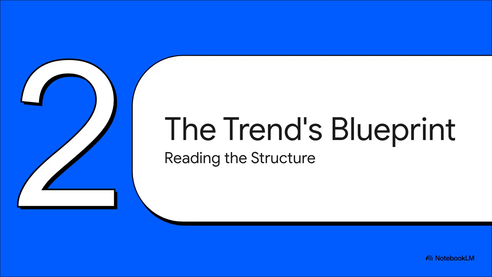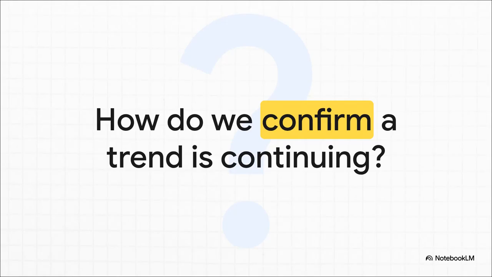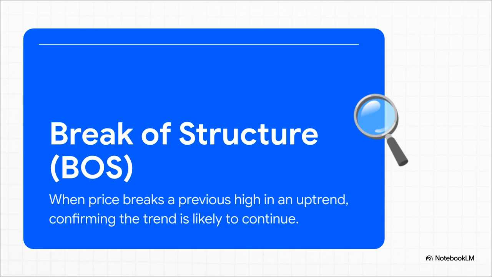Okay, so once the market finally breaks out of that consolidation and starts to pick a direction, how do we follow along? How do we read the blueprint of the trend they're building? Let's break down the structure of it. This is probably the most important question for anyone trying to trade with the trend. We need a clear, objective sign that tells us, yep, this move still has gas in the tank. We don't want to be guessing if it's going to keep going. We want confirmation.